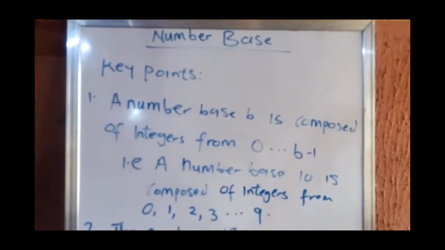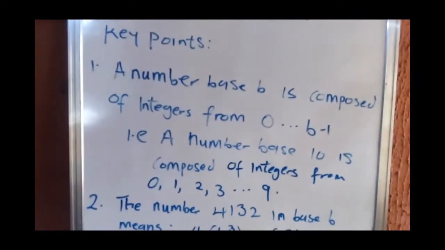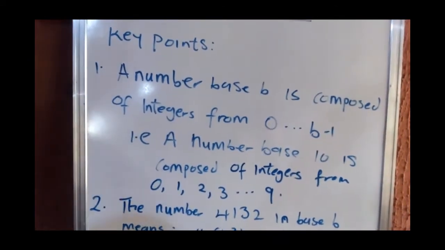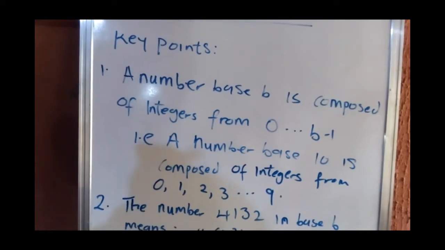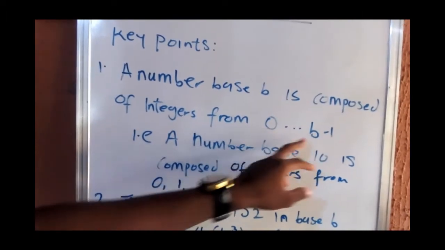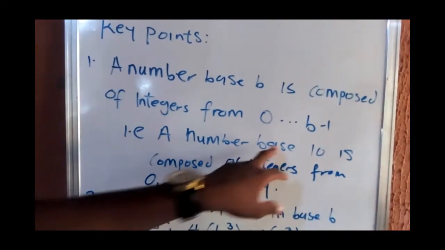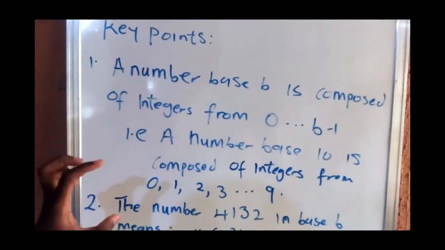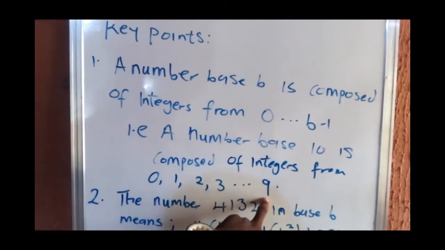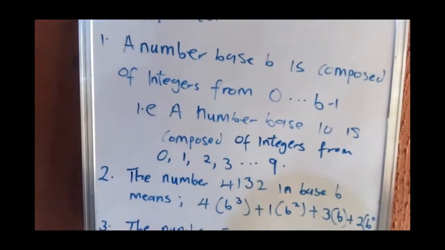So let's go. These are the basic key points you need to know whenever you want to solve number base. First, you need to know how to compose your number base. You should know that every number that has a base must start from zero. It starts from zero and ends on b minus 1. B minus 1 meaning if the number was in base 10, every number within base 10 ends at 9. It must not cross 9; if it crosses 9, then it's no more in base 10, it's in another base.